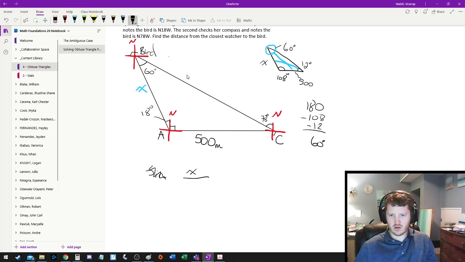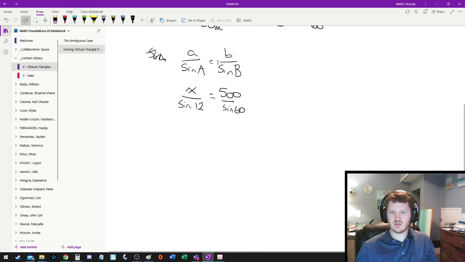X, or we'll write it out first. So a over sine A equals b over sine B. We want to put our opposite pairs together. So for this one we have X and this angle of 12 go together. So we have X over sine of 12 equals 500 over the sine of 60 degrees.